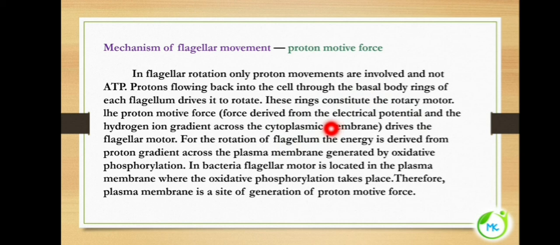These rings constitute the rotary motor, and the proton motive force is the force derived from the electric potential and hydrogen ion gradient across the cytoplasmic membrane. This drives the flagellar motor. For the rotation of the flagellum, the energy is derived from the proton gradient across the plasma membrane generated by oxidative phosphorylation. In bacteria, the flagellar motor is located in the plasma membrane, and oxidative phosphorylation takes place in the plasma membrane only, so the plasma membrane is a site of generation of proton motive force.